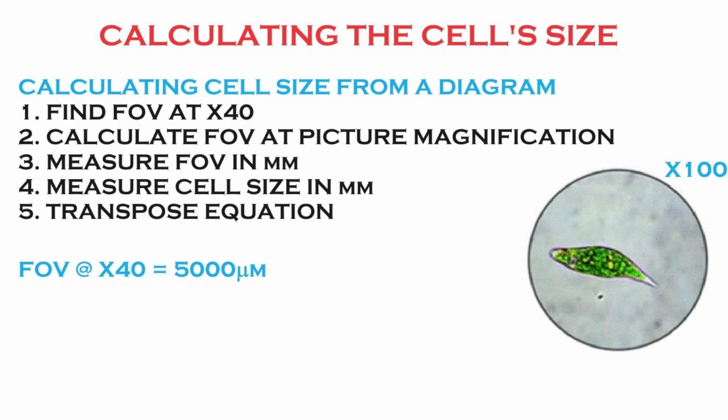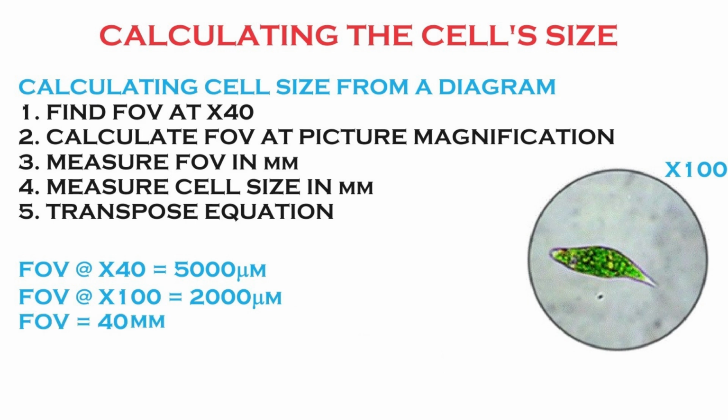But what if you've got to work out the field of view from a diagram? So once again, we need to know the field of view at times 40, and in this case, I'll make it 5,000 micrometers. Then we need to calculate the field of view at the picture magnification, and in this case, it's times 100. We need to measure the field of view in millimeters on the diagram. We need to measure the size of the cell on the diagram in millimeters, and then we need to transpose the equation. So if the field of view at times 40 is 5,000 micrometers, and we change the magnification to times 100, which is going up by 2.5, then the field of view needs to decrease by 2.5. So at times 100, the field of view is 2,000 micrometers.